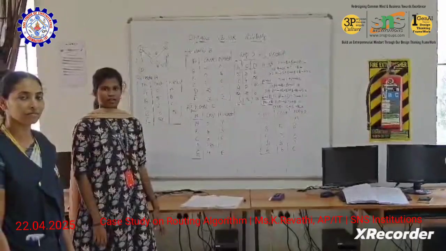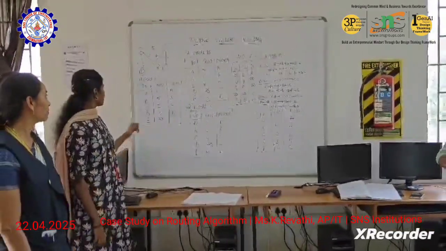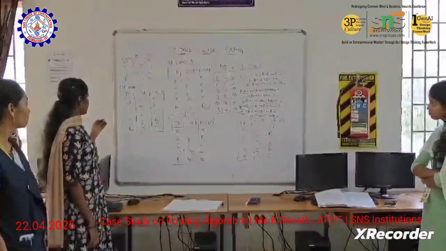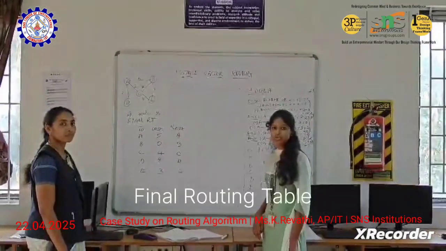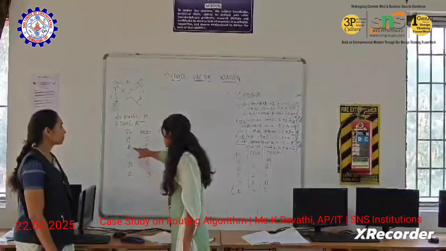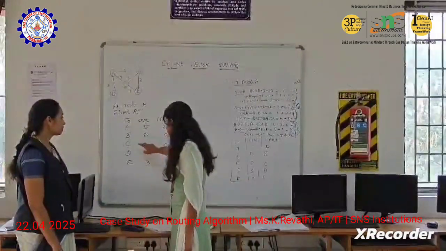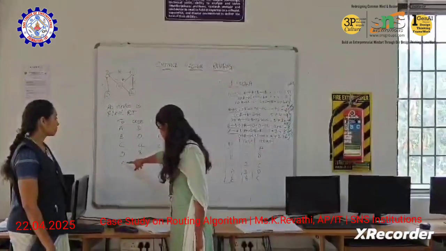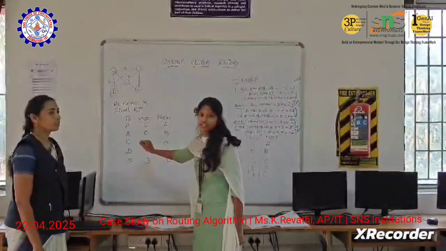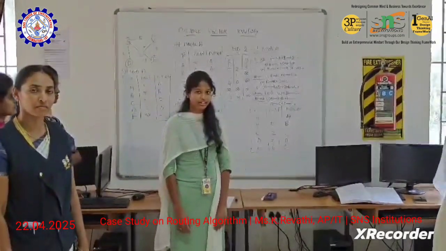First we should calculate the initial state for each path. We take two columns, A and B. The final routing table for B is: B2A is 5, B2B is 0, B2C is 4, B2D is 8 and B2E is 3. We have to find the final routing table for each and every node in the network.